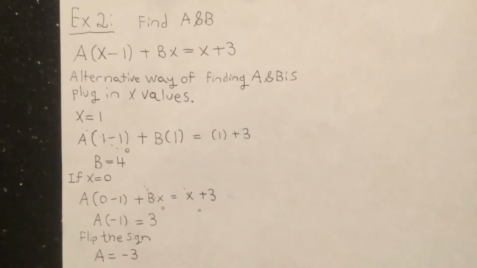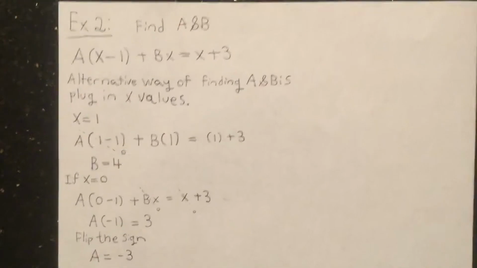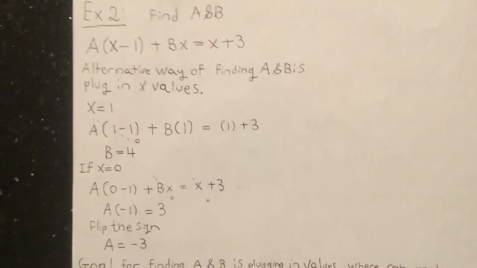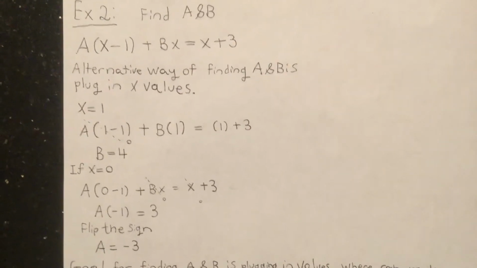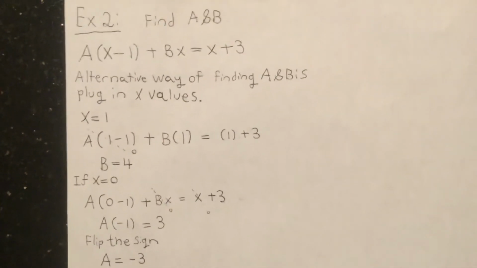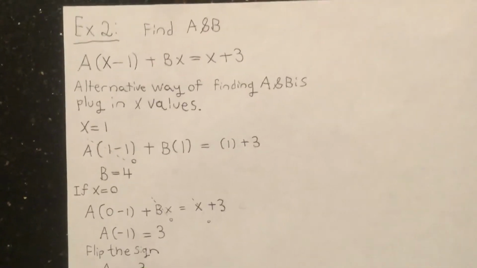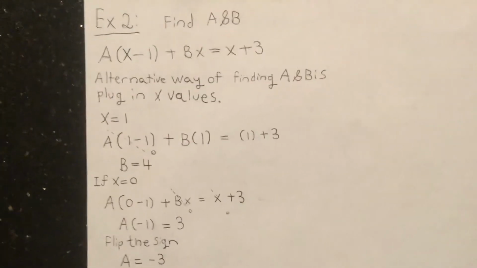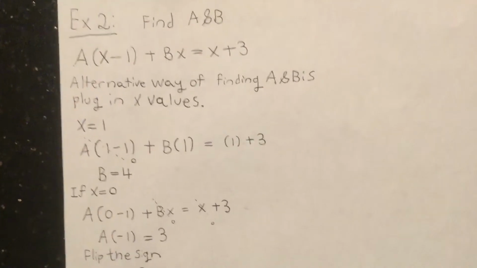For the previous example we did systems of equations. Now we're going to go ahead with an alternative method of finding a and b by plugging in some x values. Let's play with x equal to 1 first. A times 1 minus 1 collapses into a 0, plus b times 1 is equal to the right-hand side, which is 1 plus 3. Now 1 plus 3 is equal to 4, so b is 4.